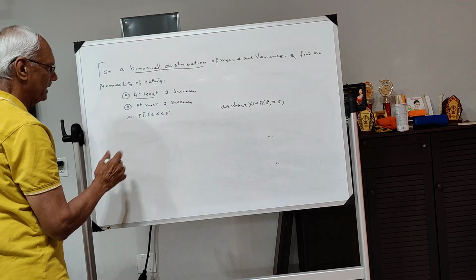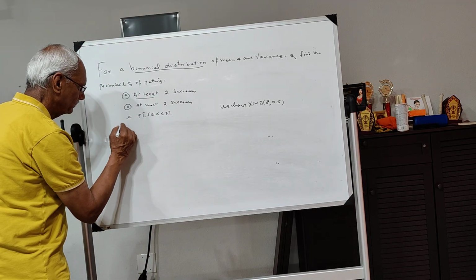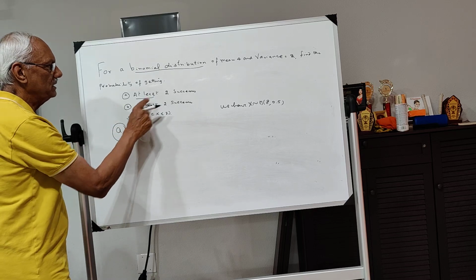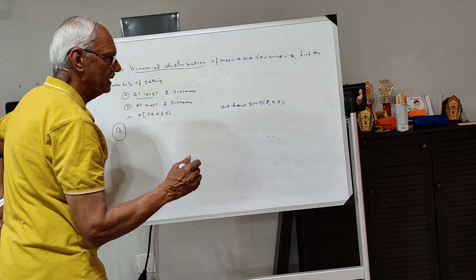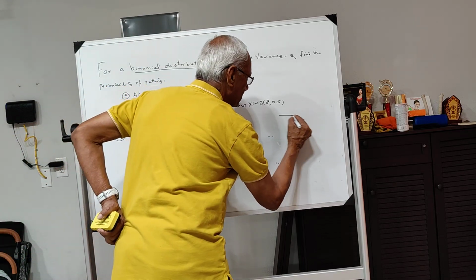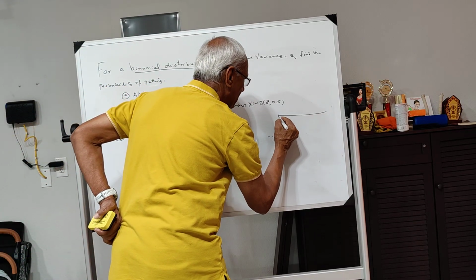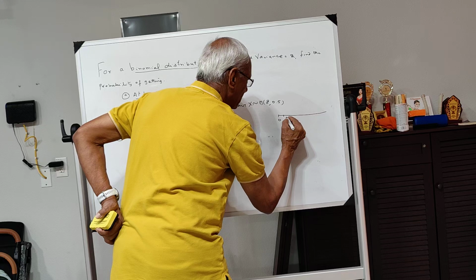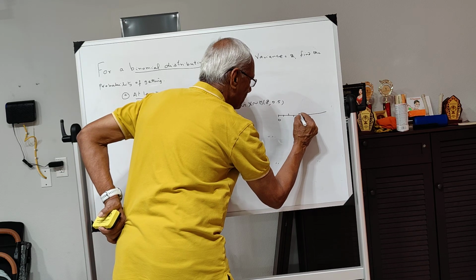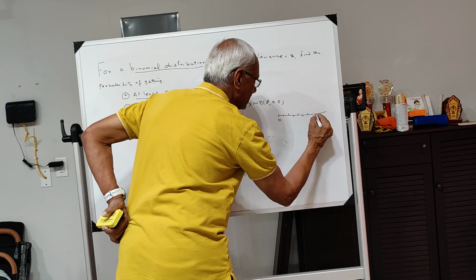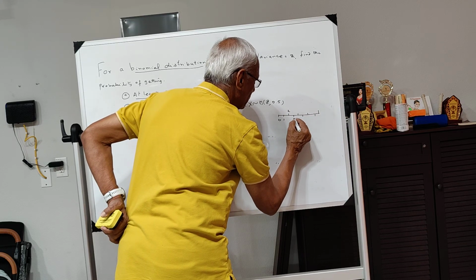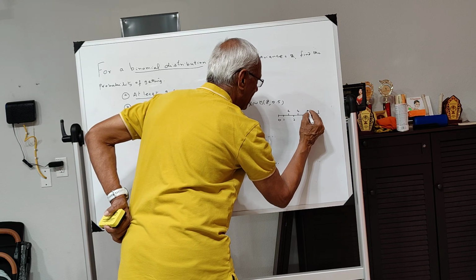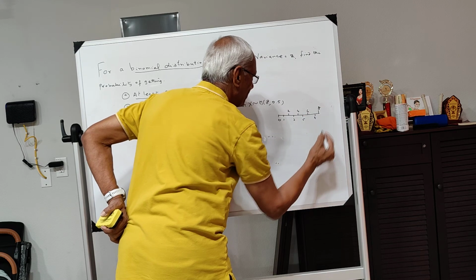So this is part A. See, what is this A? At least 2 successes. That means, I will put it like this. See, it is like this. You are taking this as 0, 1, 2, 3, 4, 5, 6, 7 and 8.